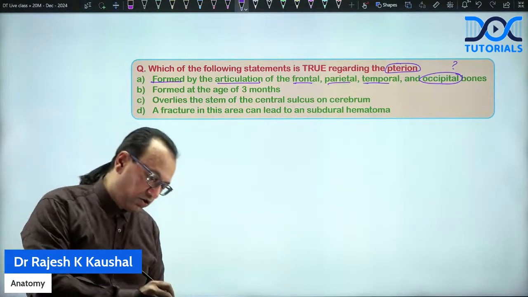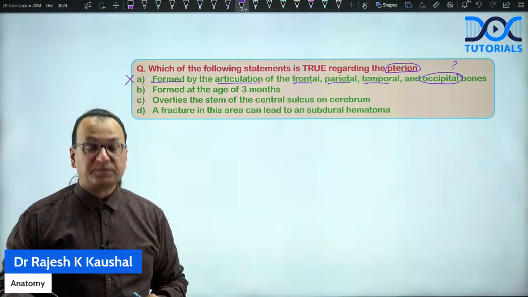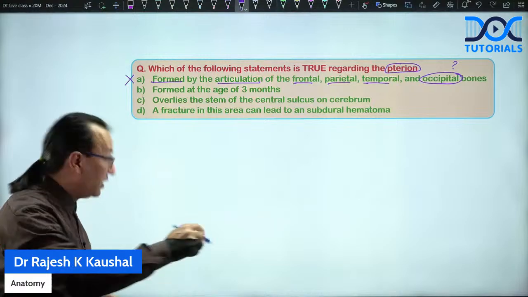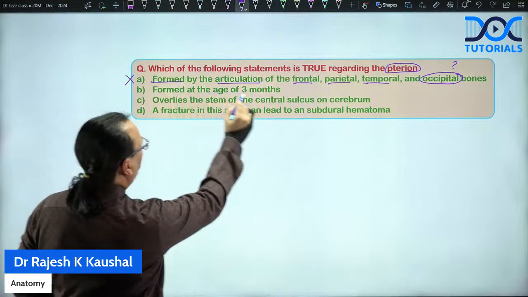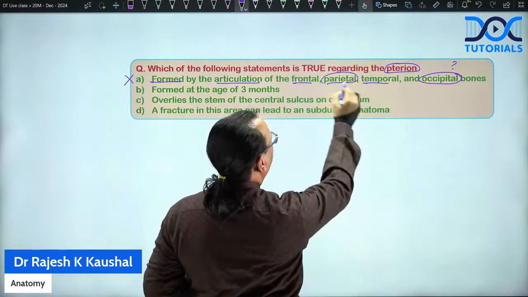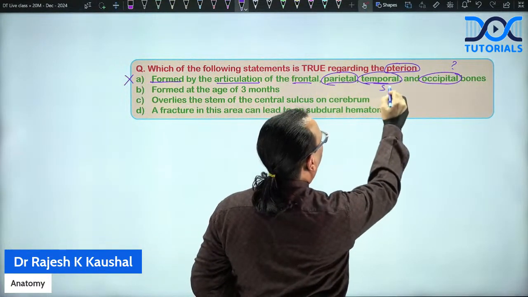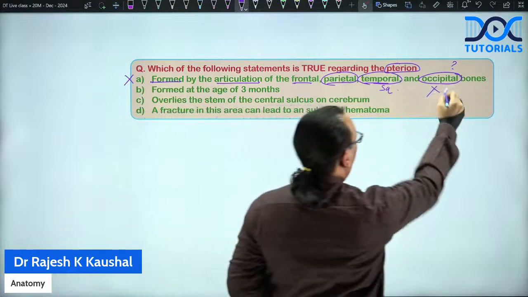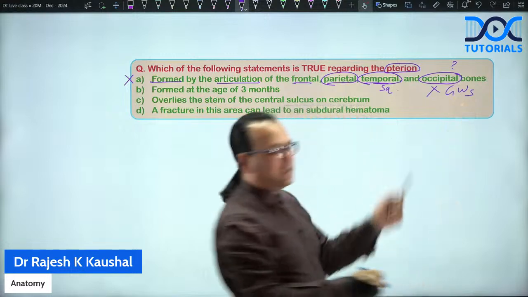Choice A is not true. Why is choice A not true? Because as we have already mentioned, the pterion is formed by the articulation of frontal, yes. Along with frontal, you have parietal, yes. The squamous part of temporal, yes, but not occipital. It is the greater wing of sphenoid. So because it is greater wing of sphenoid, not occipital, it is a wrong option.